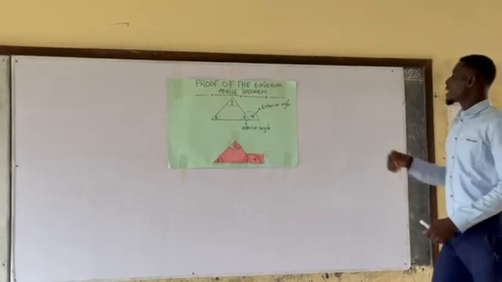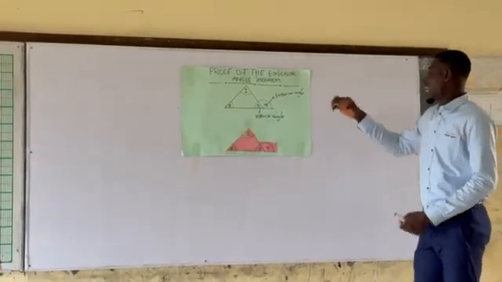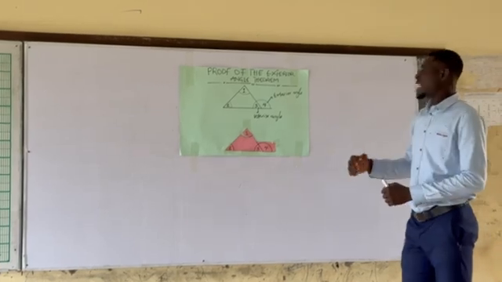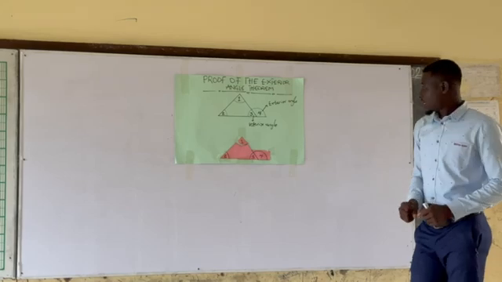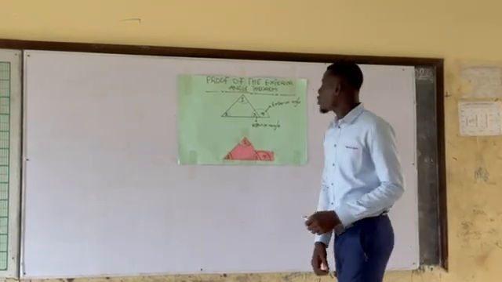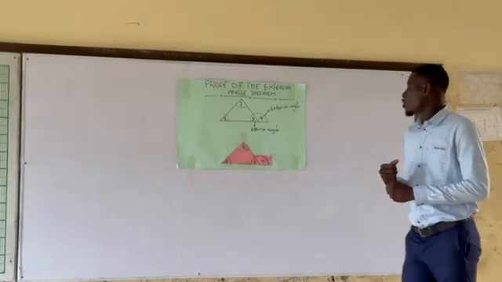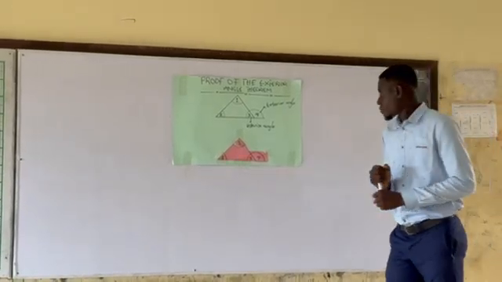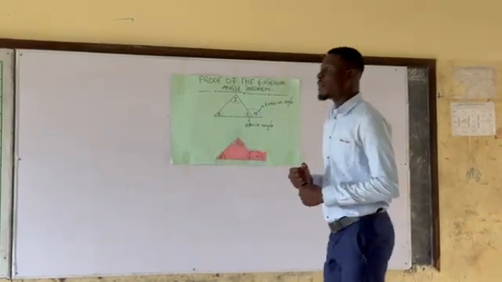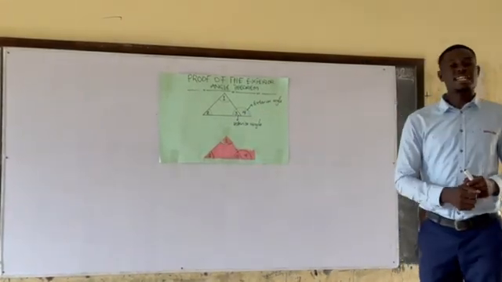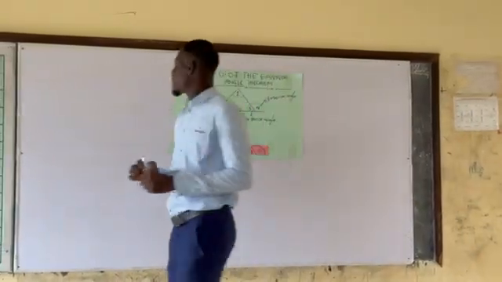And again, we can see that there is also an angle formed outside the triangle. When an angle is formed outside the triangle, we call it an exterior angle. So today, we are going to prove the exterior angle theorem of a triangle. Before we can prove it, we have to know what the exterior angle theorem says.